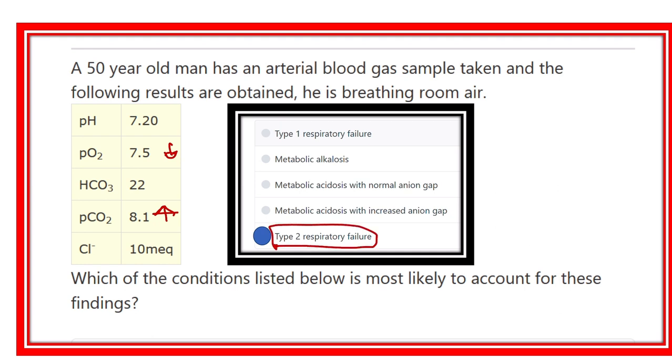In type 2 respiratory failure there is hypoxia and hypercapnia present, but in type 1 respiratory failure there is only hypoxia, there is no hypercapnia. Sometimes hypocapnia may develop.